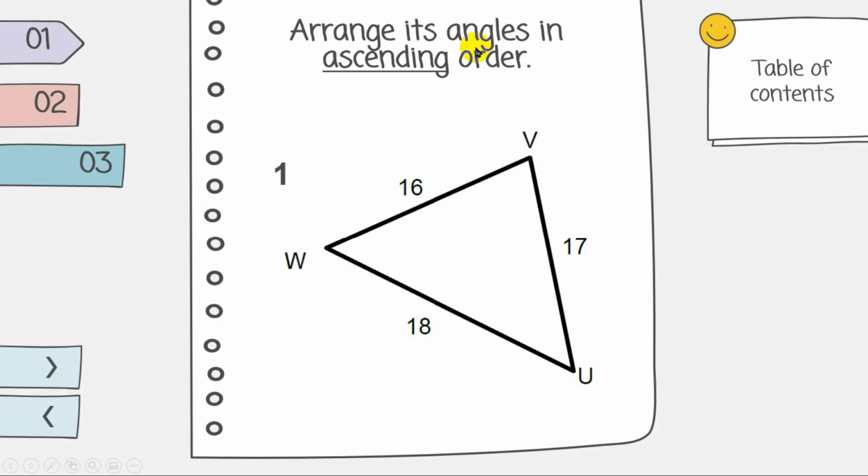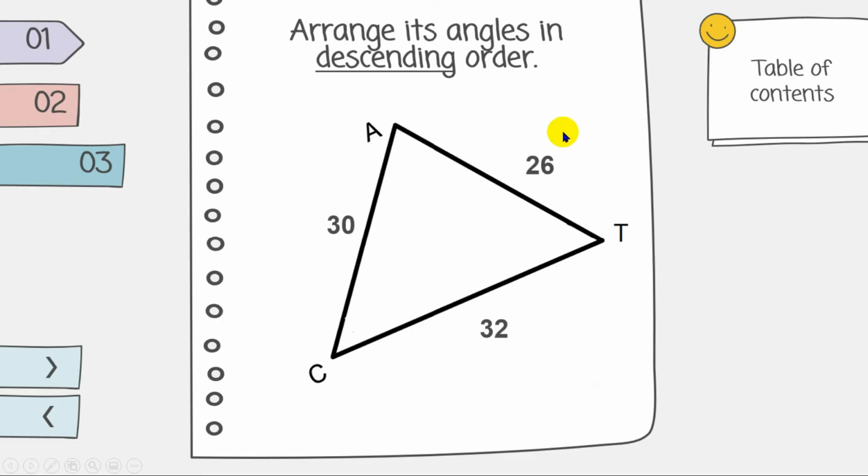So, first one, arrange its angles in ascending order. Again, angles po ang i-arrange. Using the measurements of the side, ma-arrange po natin siya. Ascending order. Pause this video for a while and then write your answer on your notebook first bago po ninyo ilagay sa comment section later on. Okay? So, look at the figure, look at the sides, and then determine the angles opposite to those sides para ma-arrange nyo yung angles na yon in ascending order. Okay? That's for number 1.